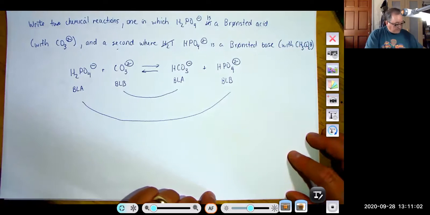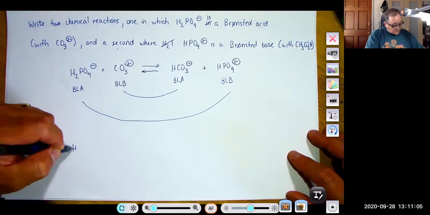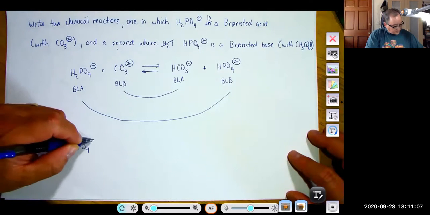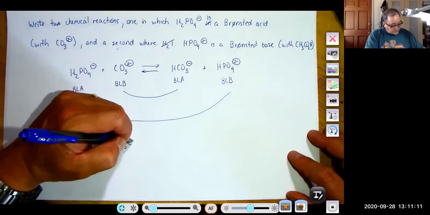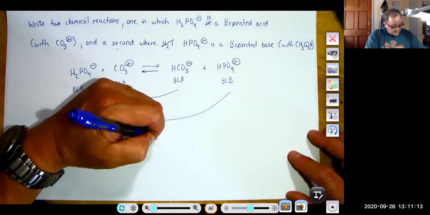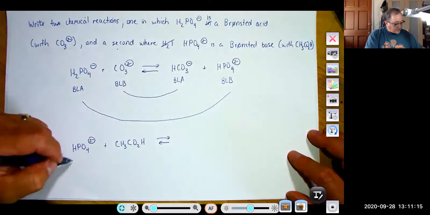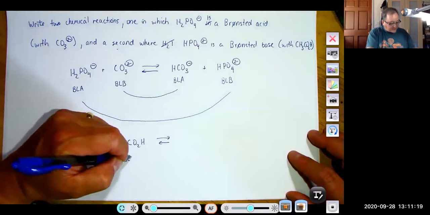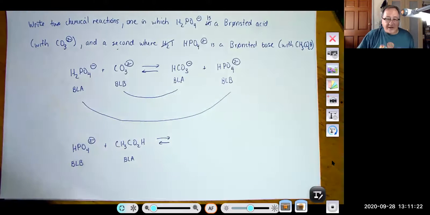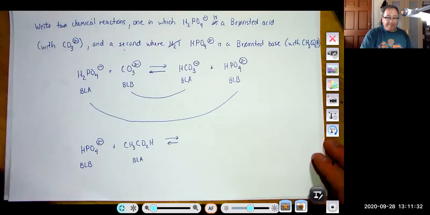So now your job is to take HPO4 -2 and react it with CH3CO2H, and they want this to be a Bronsted-Lowry base, so this is a Bronsted-Lowry acid. Write the products and label them. When you're done, give me a thumbs up.